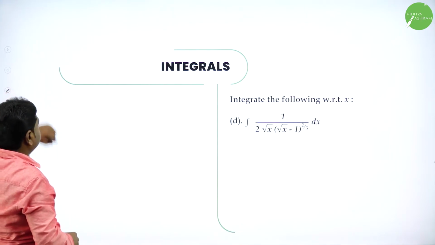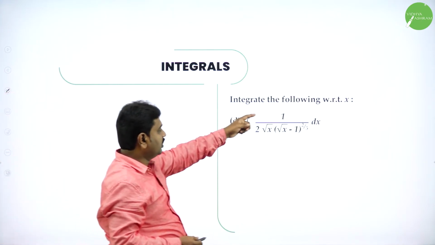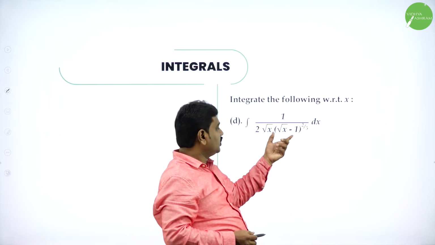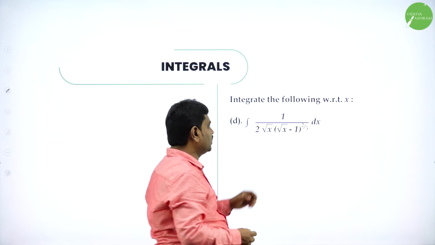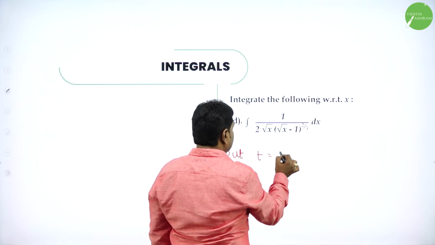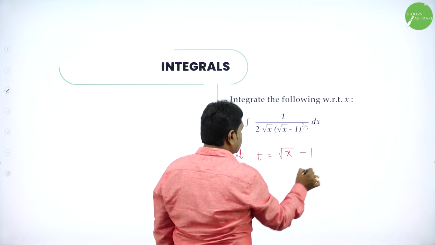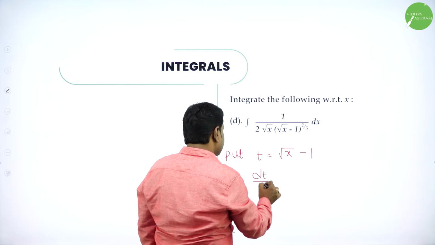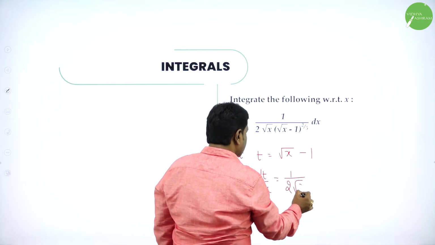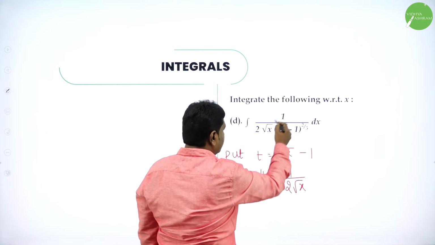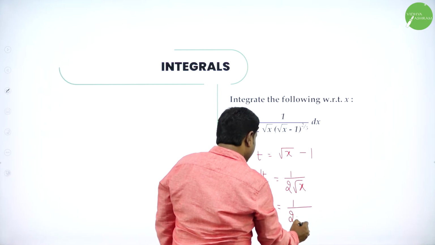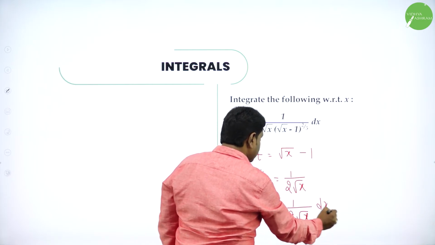Now, integration of 1 by 2 root x into (root x minus 1) power 2 by 5. Again I am repeating, in the base we have root x minus 1. So take that as t. Put t equals root x minus 1. Differentiate. What is dt by dx? All of you know the derivative of root x is 1 by 2 root x. So now you need 1 by 2 root x into dx. Transfer that side.